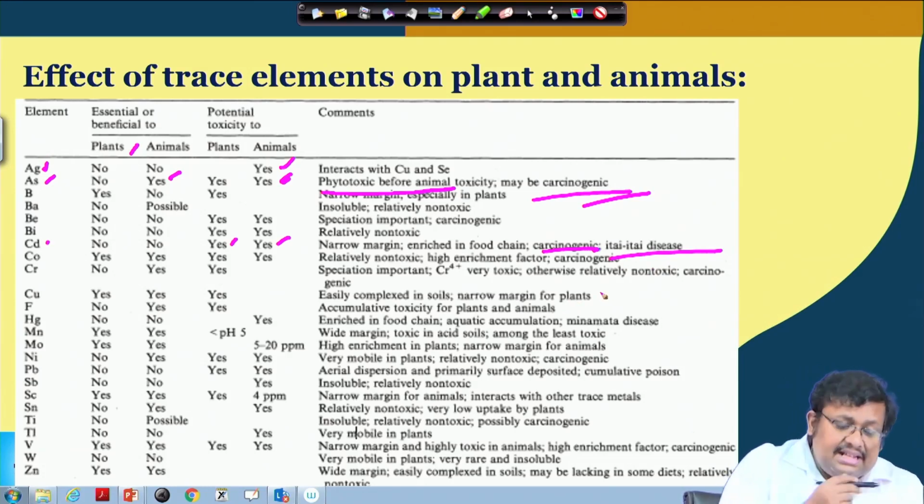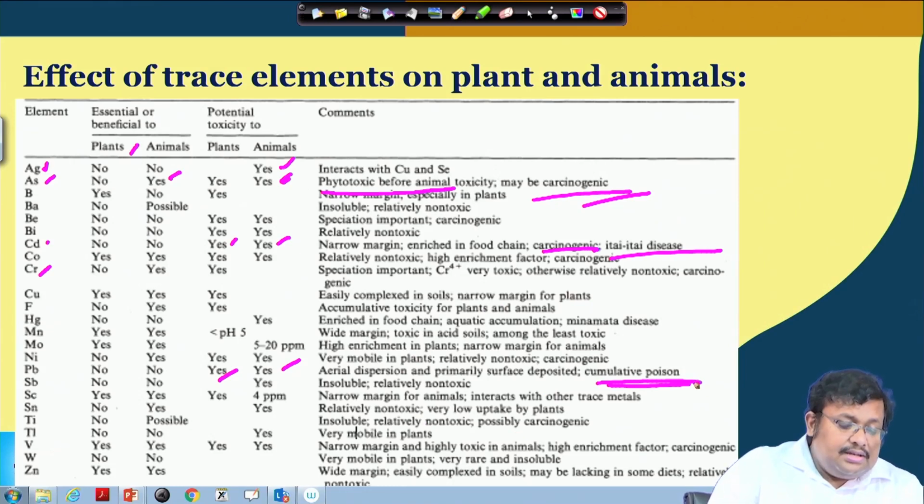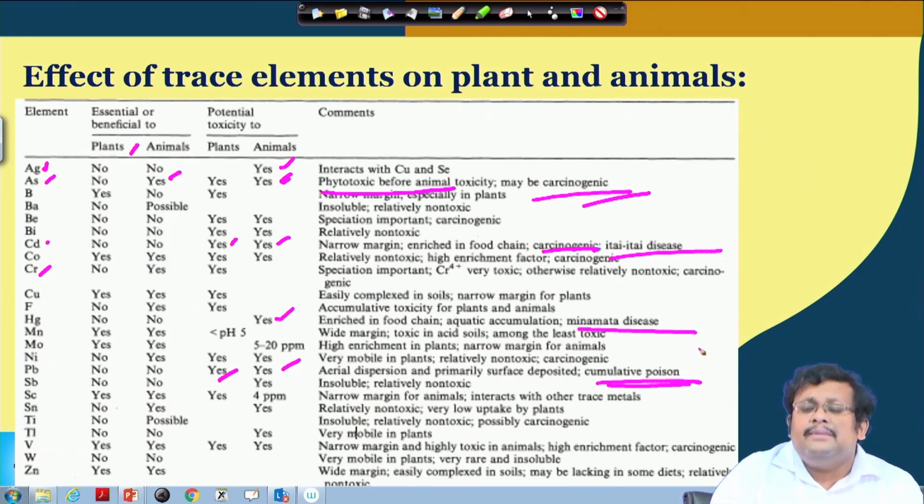Let us see another important toxic element like chromium. Chromium is toxic to the plant. Similarly, lead. Lead is very much toxic to both plants and animals, with aerial dispersion, primarily surface deposited, a cumulative poison. So, we can see the comments. Similarly, mercury is highly toxic for animals. It enriches in the food chain and in aquatic accumulation, and it produces Minamata disease.